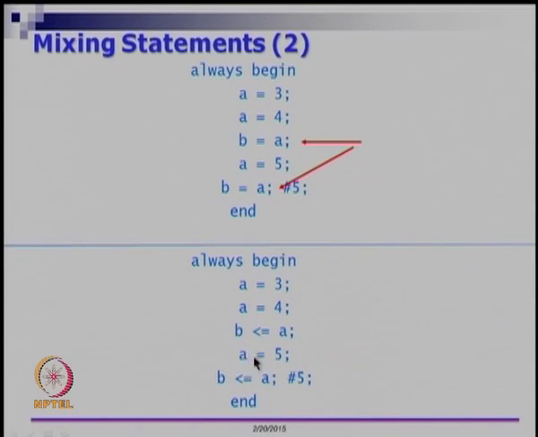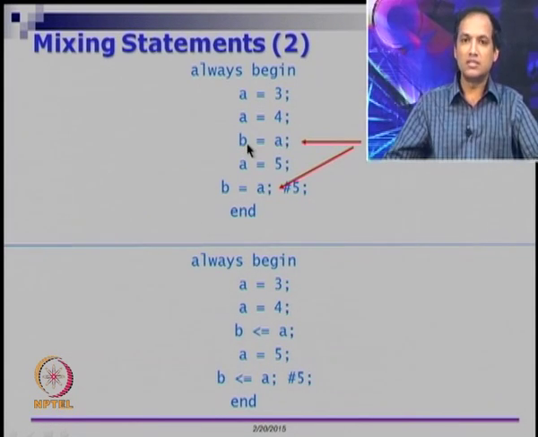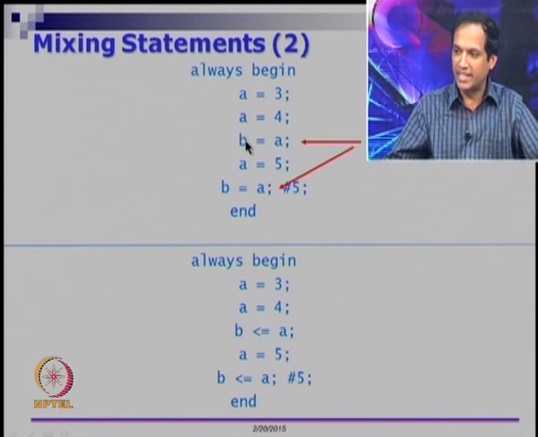Let us look at these two always blocks. So, A equals 3, A equals 4, B equals A. So, it is clear that B is supposed to get a value of 4, then A equals 5. So, at this point A becomes 5 and B equals A. At this point B also becomes 5. So, this B equal to A is immediately assigned here. So, this is blocking. So, B gets 5 here immediately, A also gets 5 here immediately.